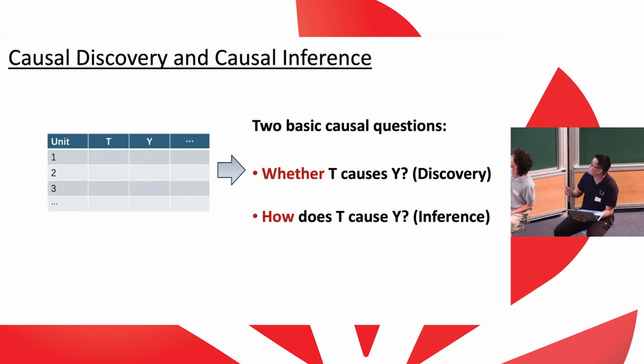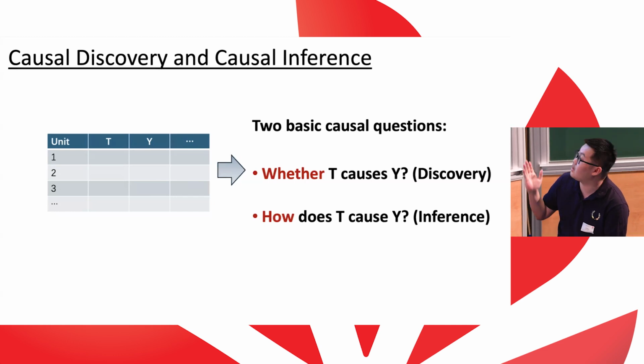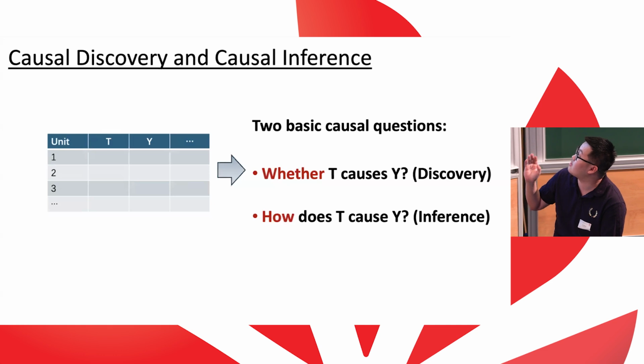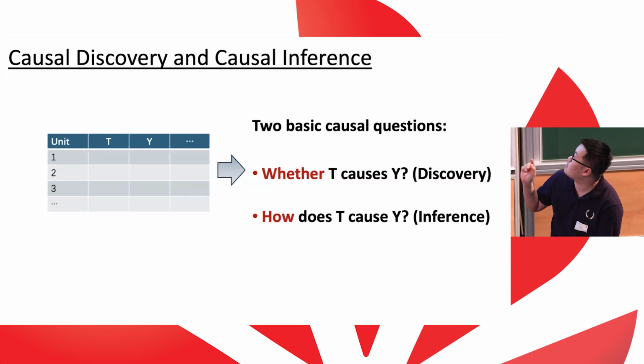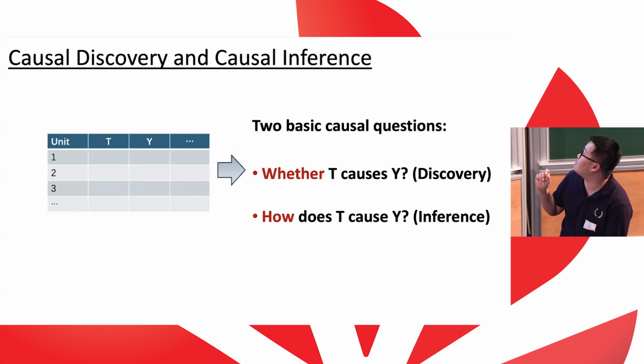The first of all is about the causal task. So in the causal community, in general, we are interested in two tasks, right? The first is causal discovery, and second is causal inference. In causal discovery, we aim to answer whether a treatment T causes Y. So this is a discovery problem. And we also want to know how the treatment causes Y, in a quantitative way, right? So what is the treatment effect?